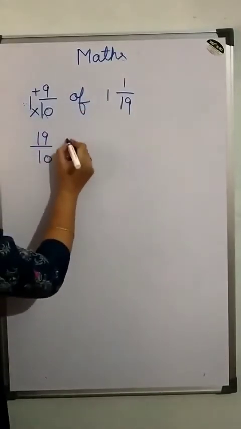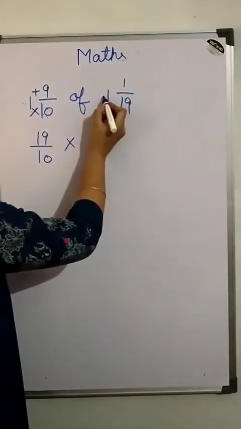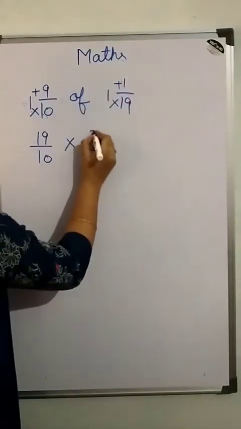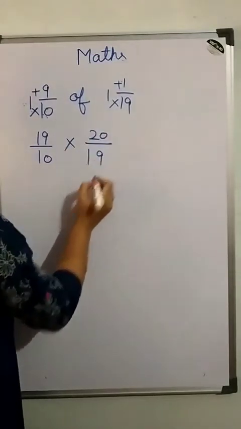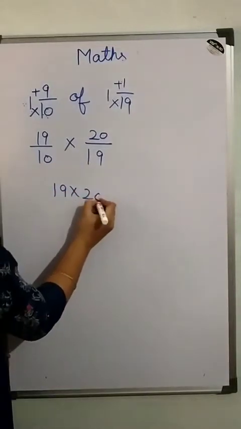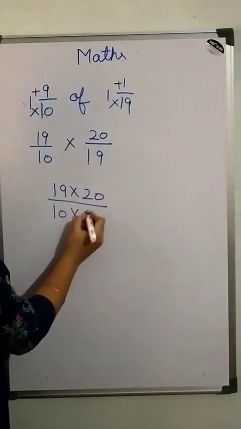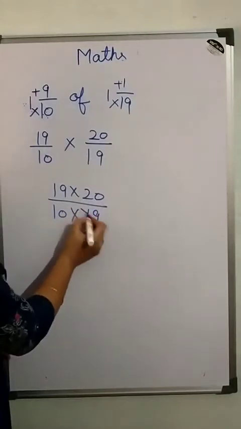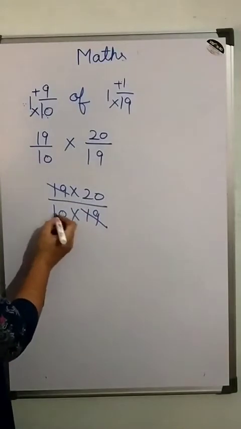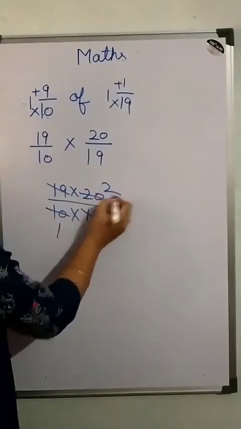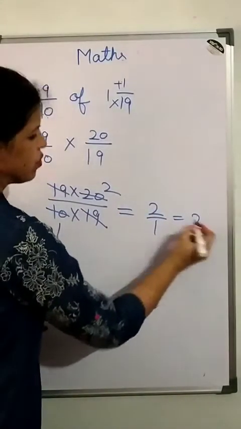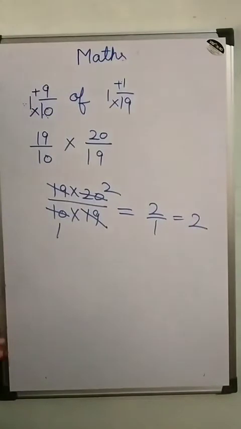"Of" means multiplication. Here again 19 into 1, 19, and then add it to 1, that is 20. So 20 upon 19. In this question you write down numerator with numerator, multiply numerator to numerator and denominator to denominator. 19 and 19 are the same numbers, so we can cut. Now 10 and 20. 20 is a multiple of 10, so we can cut here also. So 1 into 2, so the answer is 2 upon 1, or you can write 2. So in this way you can multiply these questions.